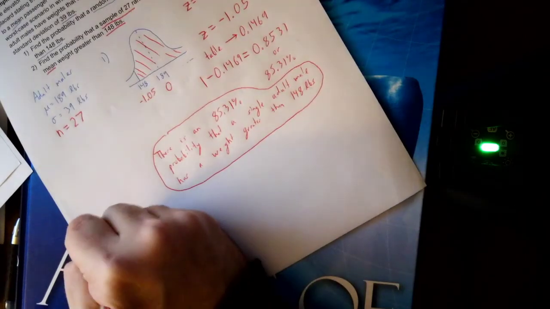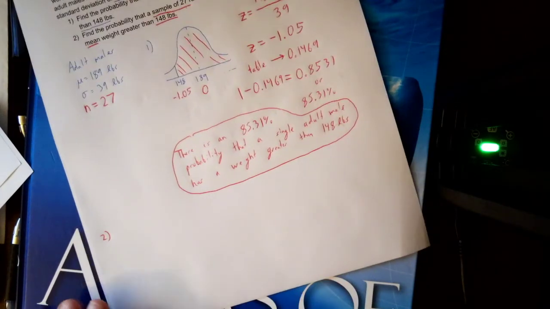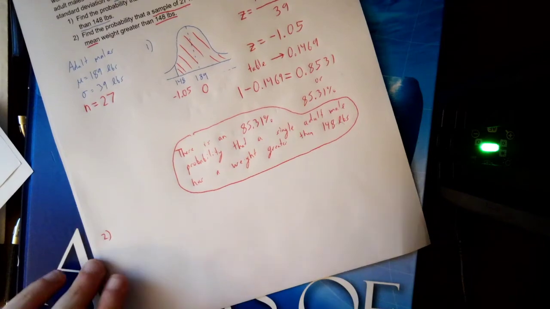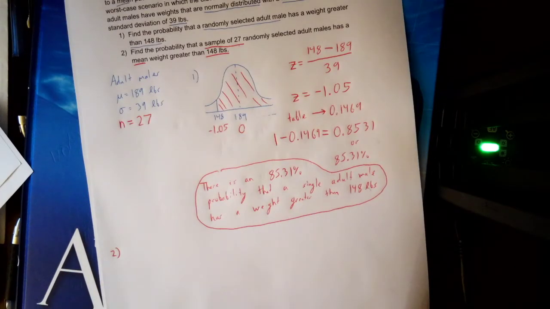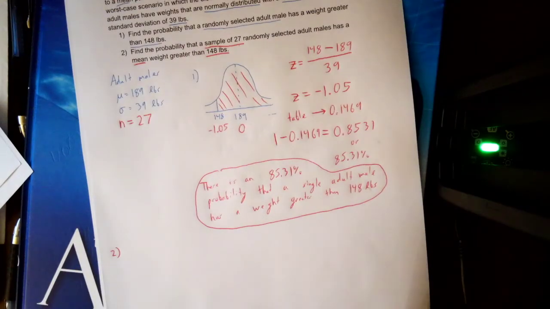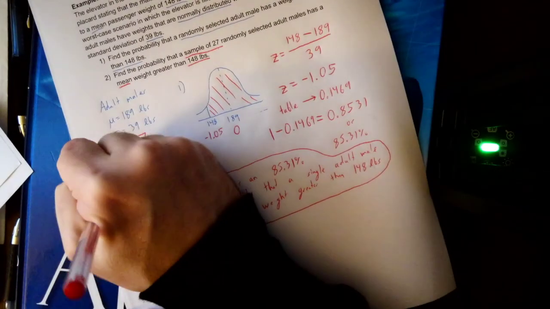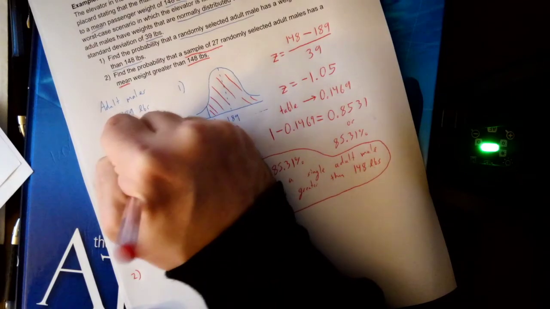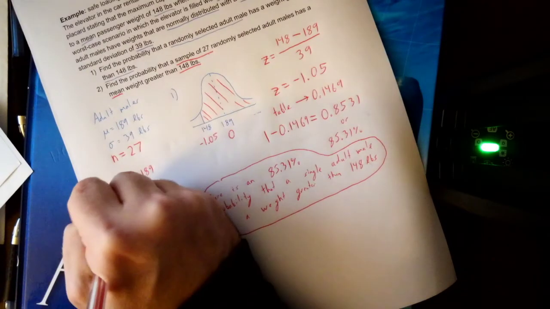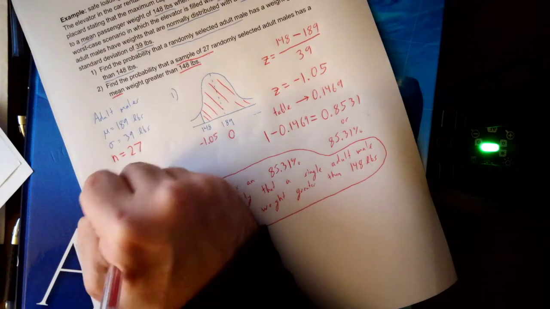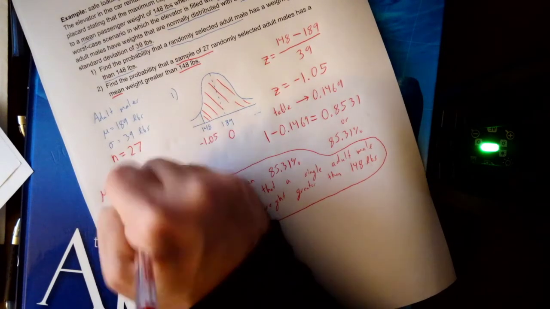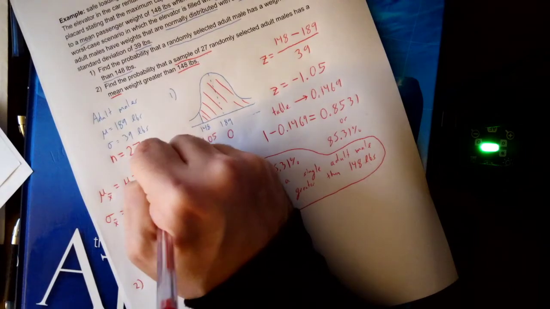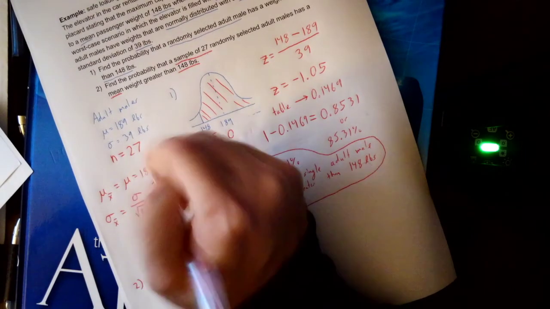So now when I go to do the second part, once again, I am going to need to consider some things. The first thing I need to consider is, am I talking about an individual or a group? Clearly a group, right? It's a sample of 27 people. So because I'm working with a group, I'm going to compute mu sub x bar, which remember the formula is equal to mu, which will be 189. And I need to compute sigma sub x bar, which is equal to the old sigma over square root of n, which plugging in gives me 39 over square root of 27.